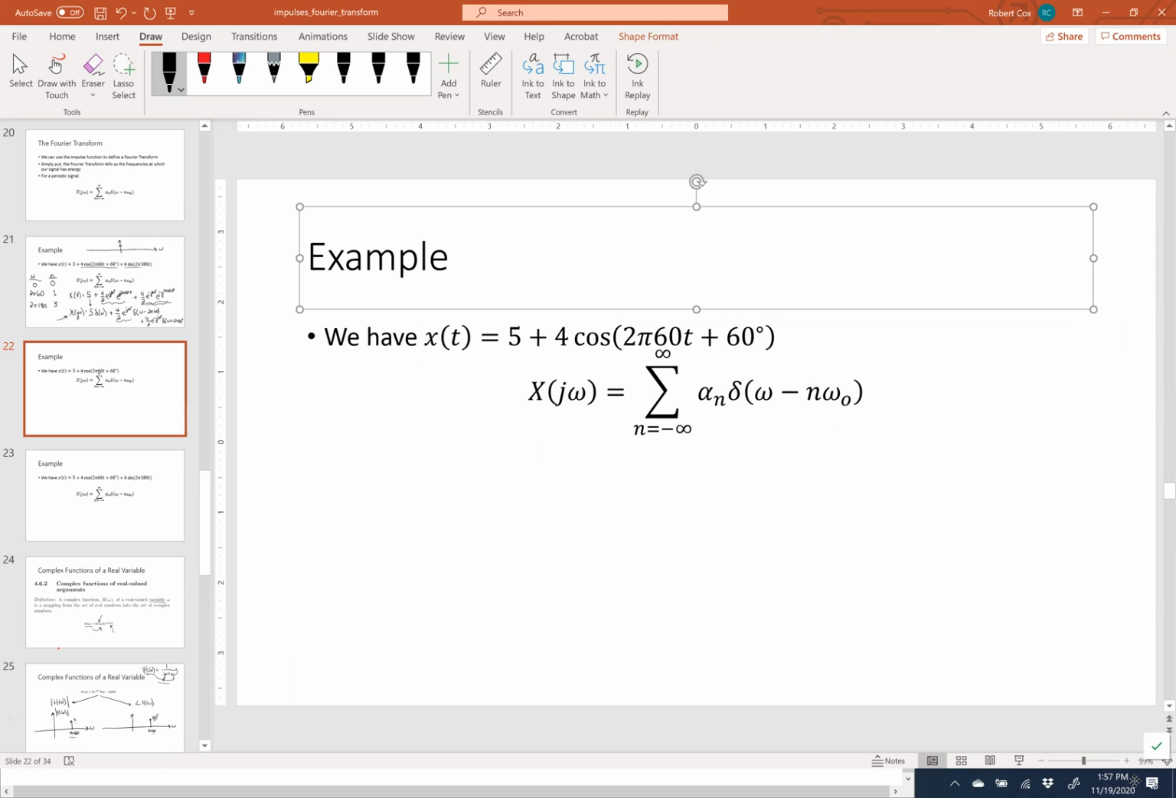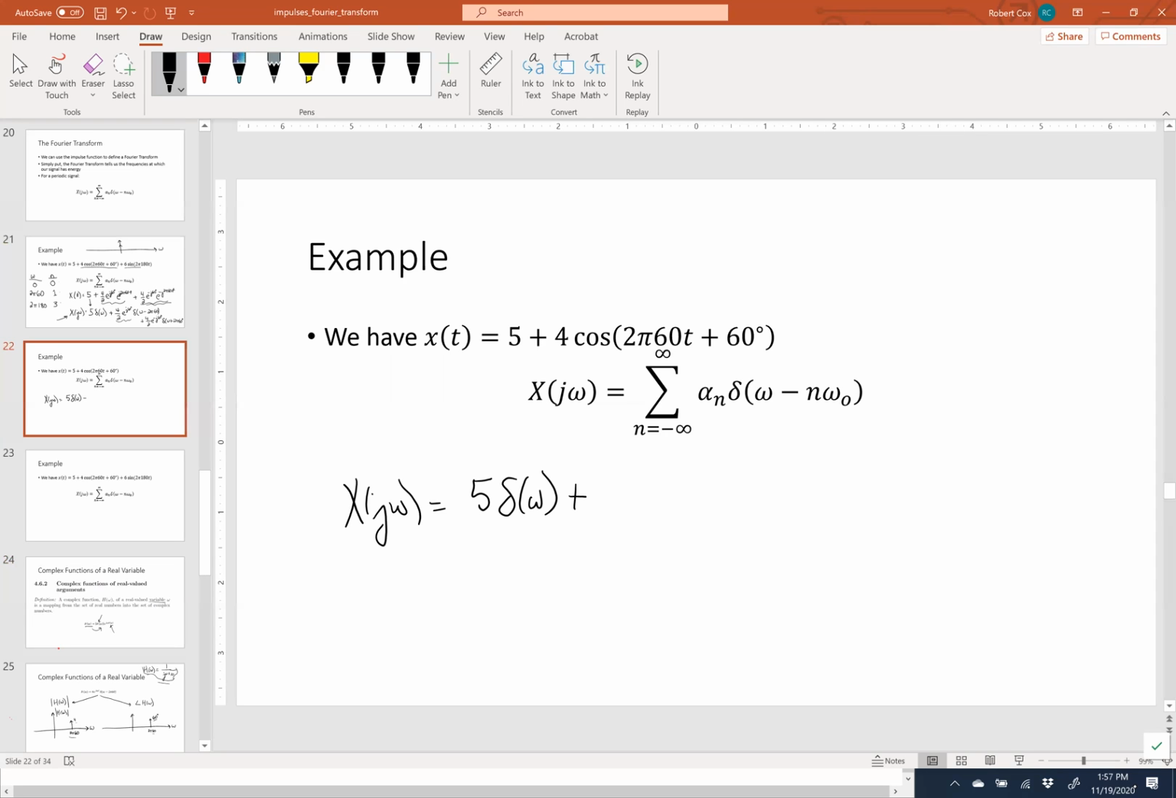Now what we said on the previous slide is that X of j omega is 5 delta of omega plus 4 halves e to the j 60 degrees times e to the j 2 pi 60t, plus 4 over 2 e to the minus j 60 degrees times e to the negative j 2 pi 60t. Sorry, that's what x of t was. This guy was at omega equals minus 2 pi 60, and this guy is the other place.